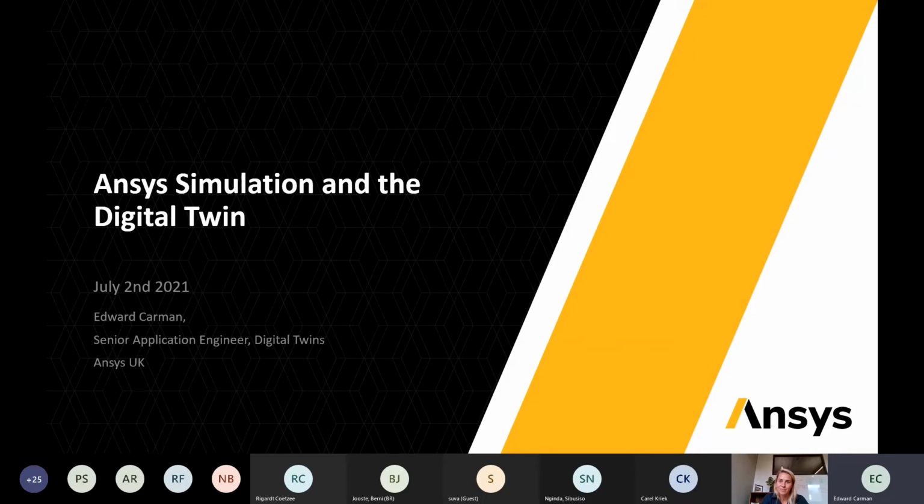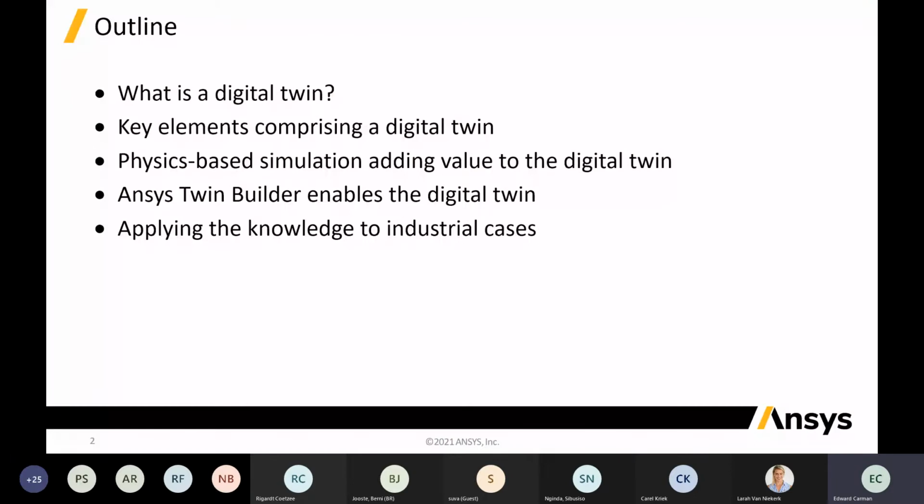So today, I'm going to talk about how we can use Ansys simulation within the digital twin to expand the digital twin. I think it's always important when we do these conversations to start off establishing some definitions for what the digital twin is. Then we'll look at some of the key parts that make up the digital twin, what we need to build one of these, how we can add our physics simulations into the digital twin, enable that data that we've already got, and how Ansys Twin Builder enables us to cross that bridge. And finally, we'll look at how this knowledge can be applied to industrial use cases with some customer examples.